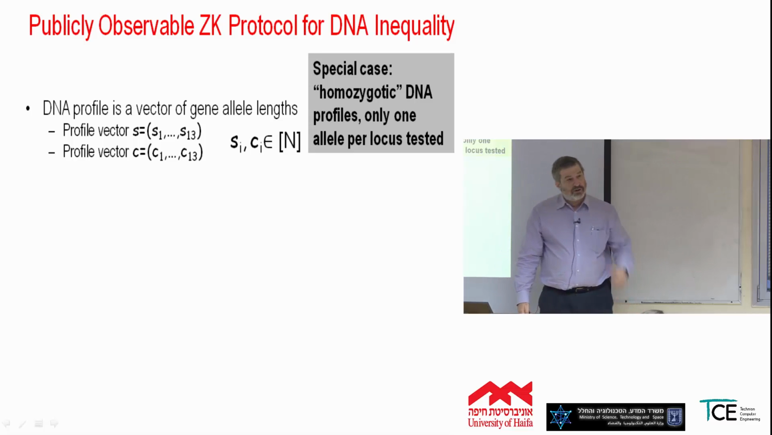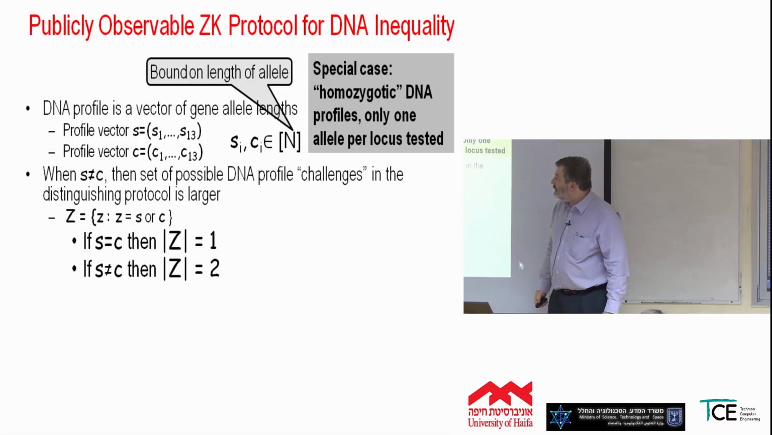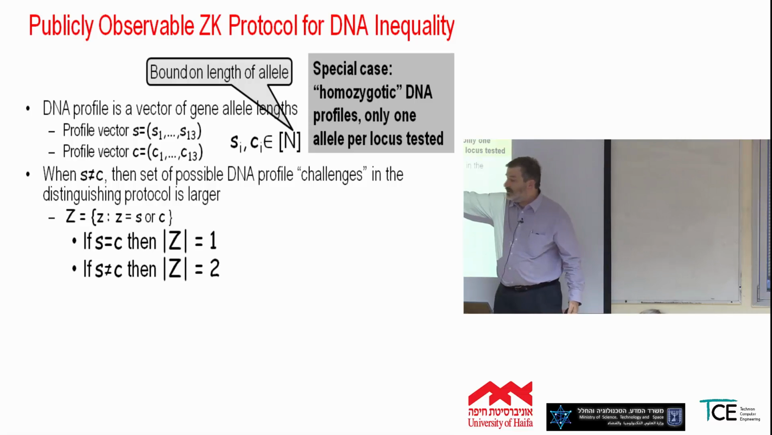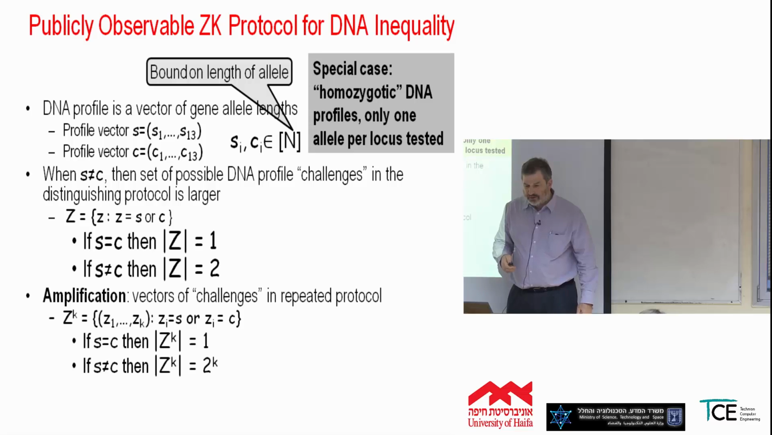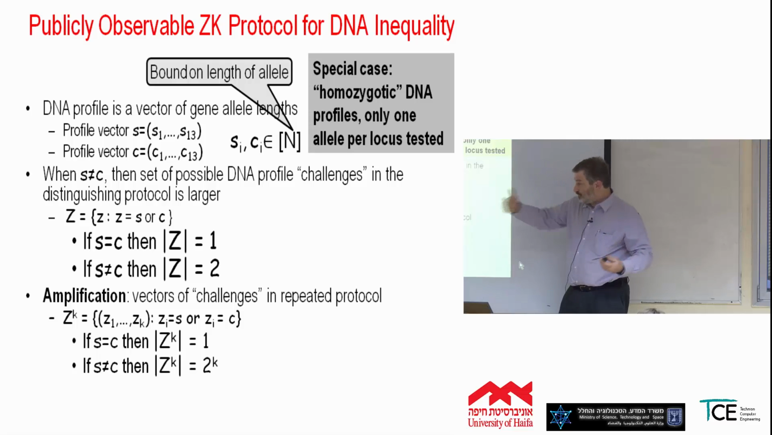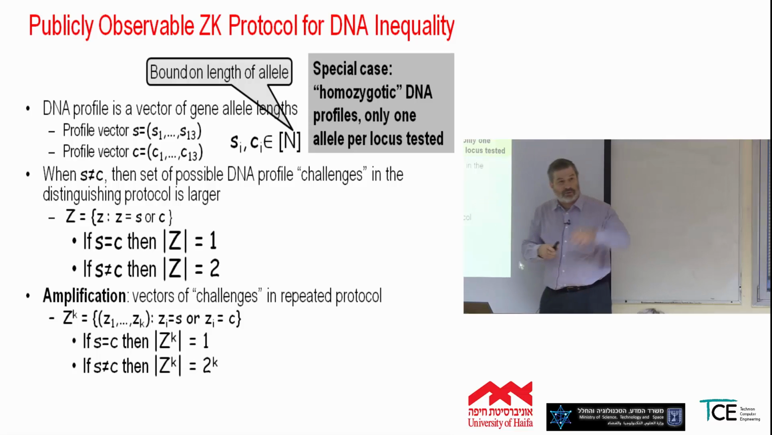Now, if we look at them together as a set of things, then if they're equal, as a set it's of size 1. If they're different, it's a set of size 2. Now we're going to amplify. Physically we'll do it, but think of it right now as logical. Repeat it many times, k times. Then the set of size 1 stays a set of size 1, whereas the set of size 2, where we can choose either from S or from C, becomes a set of size 2 to the k.